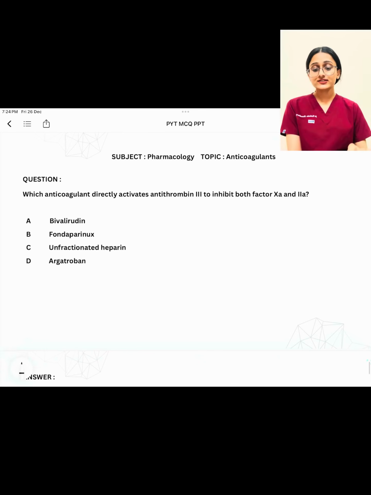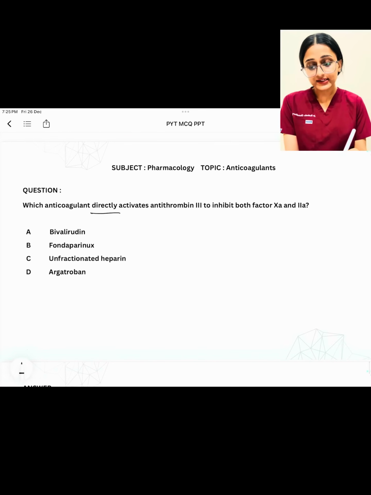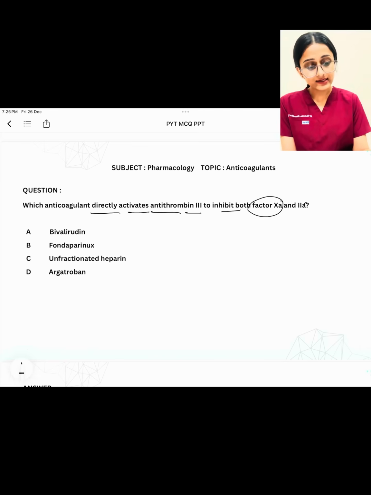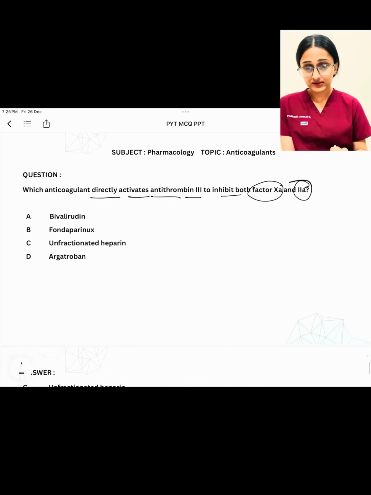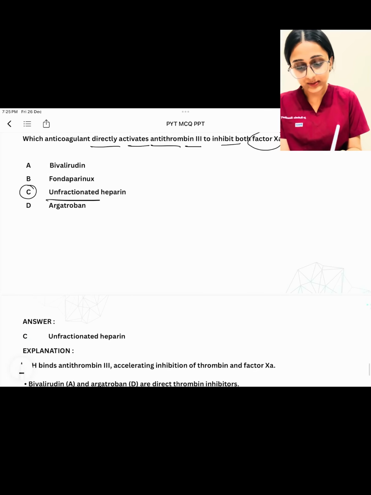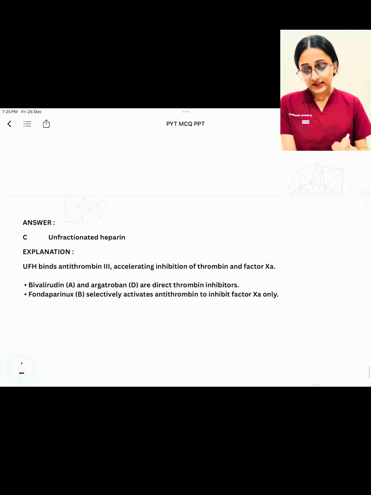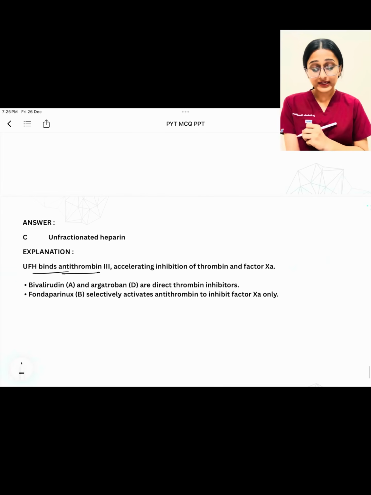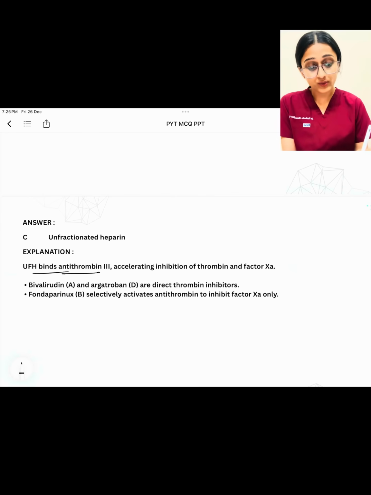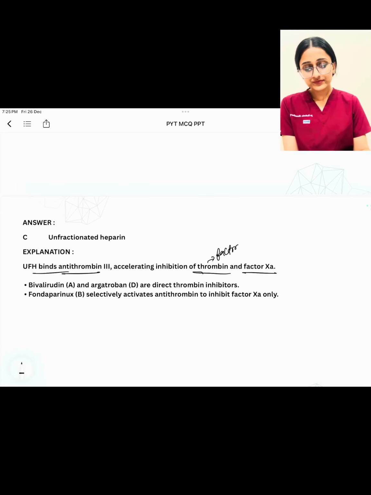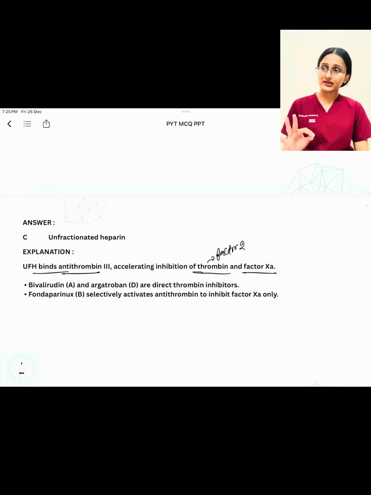Next question is, which anticoagulant directly activates antithrombin III to inhibit both factor 10A and 2A? The answer is unfractionated heparin, UFH. UFH binds to antithrombin and accelerates inhibition of thrombin and factor 10A. Thrombin is basically factor 2. So unfractionated heparin blocks both factor 2 and factor 10.